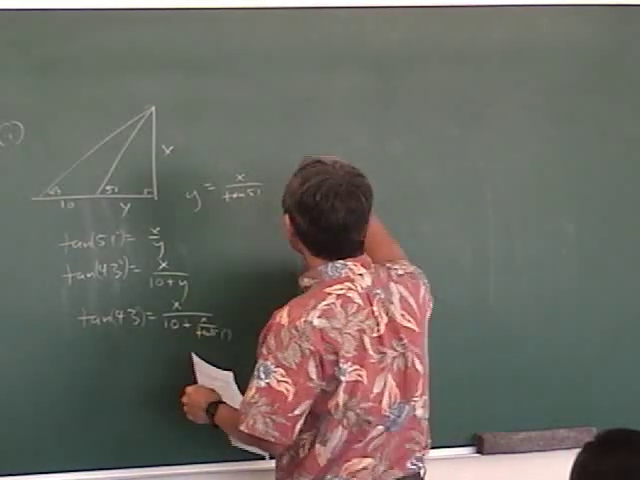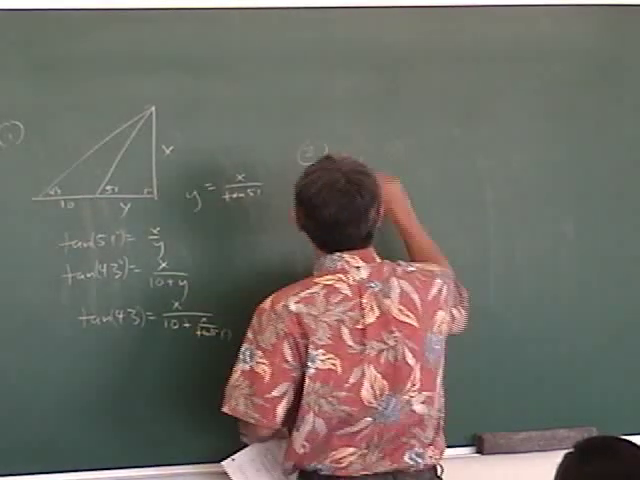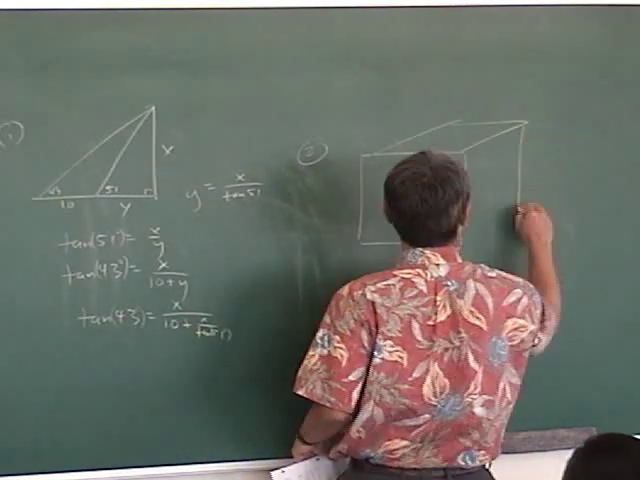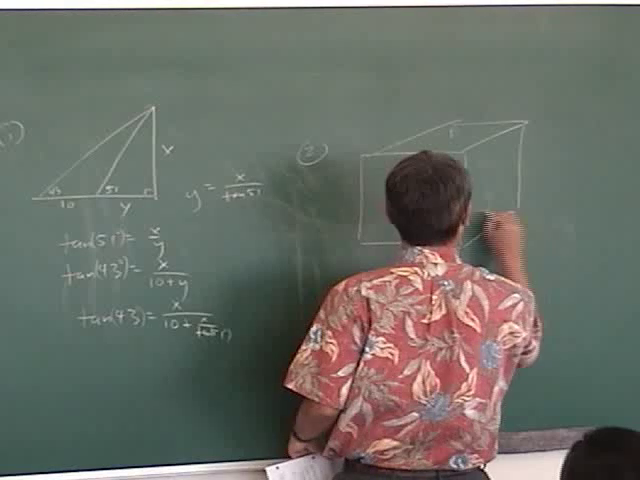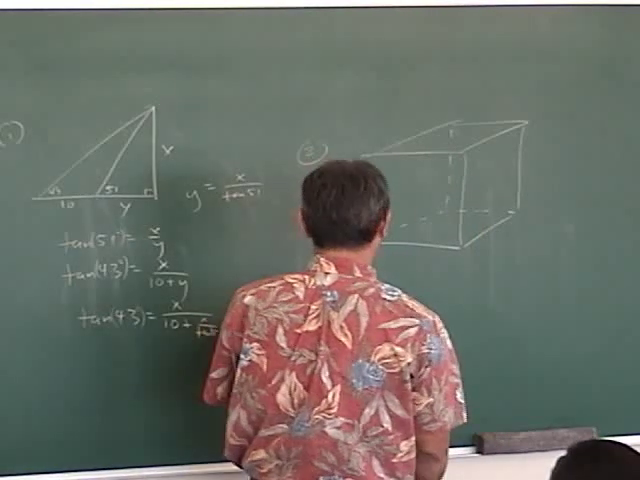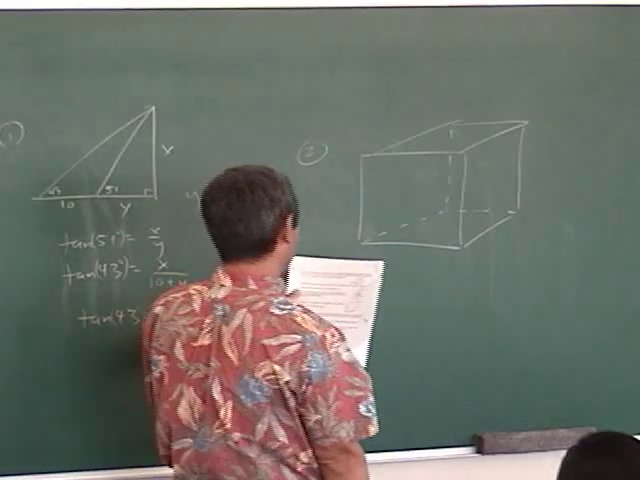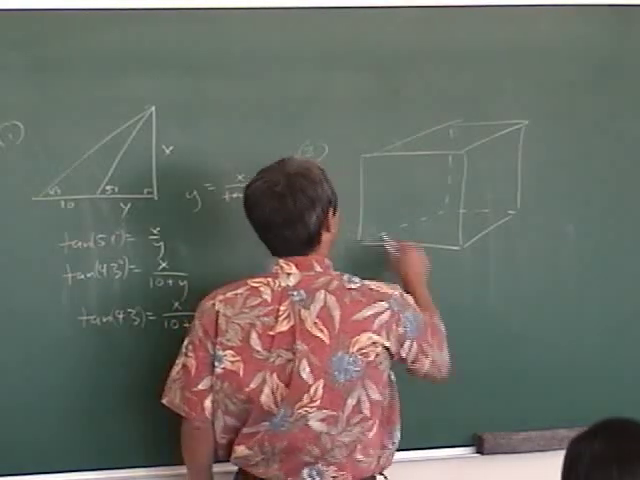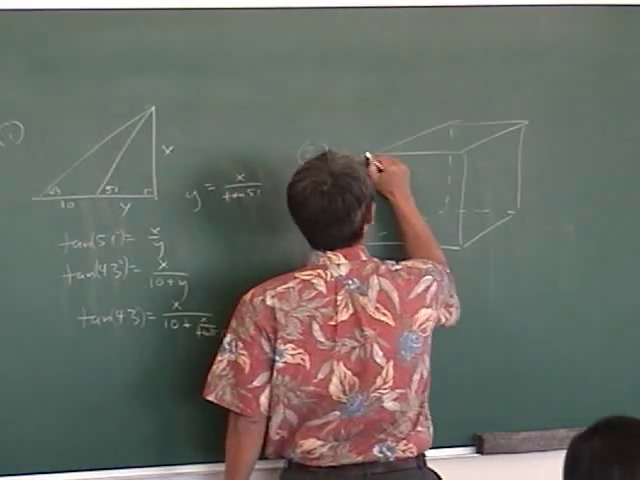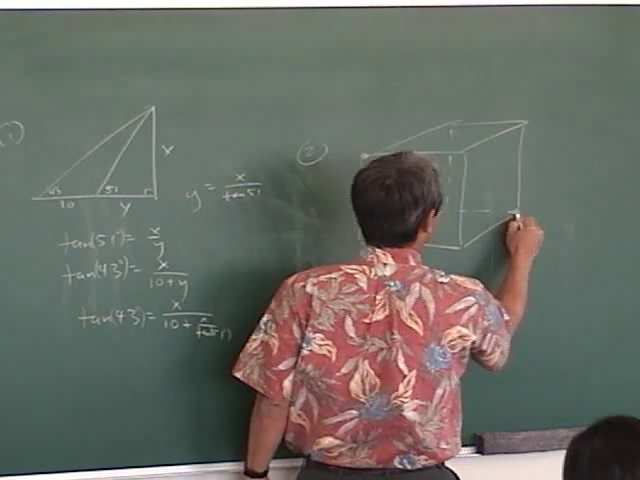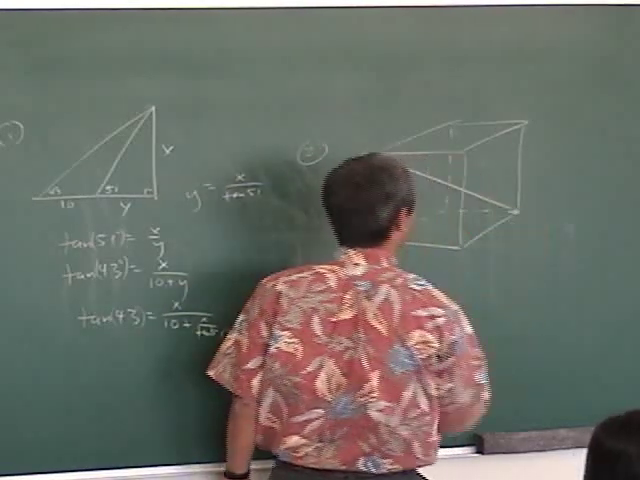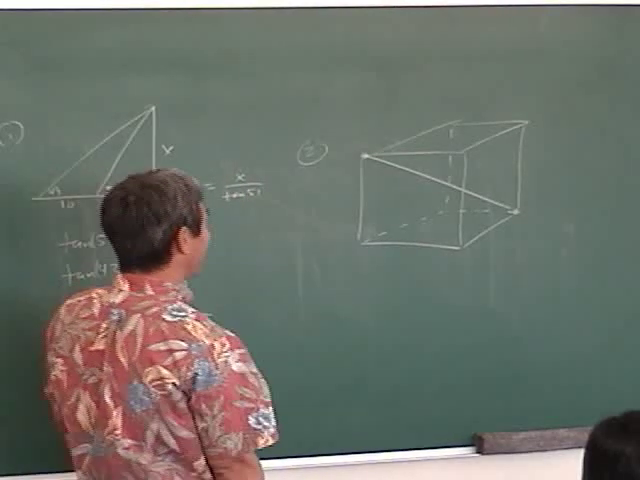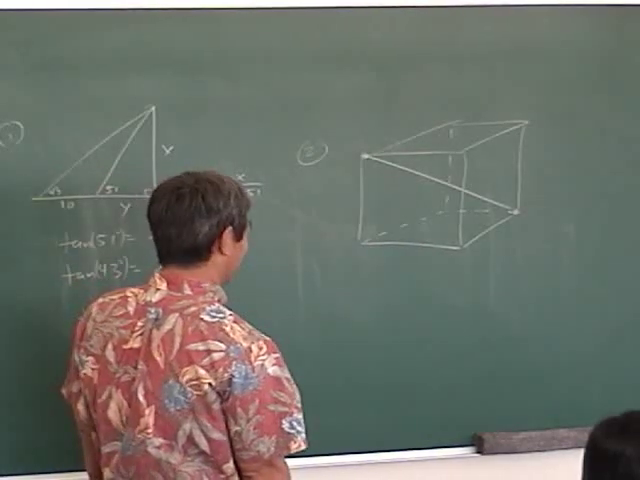Okay, number 2. Did we draw a picture? Okay, here's a cube. Find the angle formed by the diagonal of a cube and one of its edges. Okay, how do you want to draw this? Well, the diagonal goes from one point to the opposite vertex there, like that. That's a diagonal. Find the angle that it makes with one of the edges.